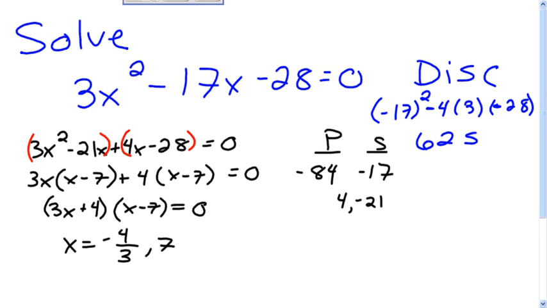Of course, after you solve for this, you should check it as well, plugging it back in. Yes, they do both work. Therefore, my solution contains the values of negative 4/3 and 7. Doesn't matter which order you go. So this is solving quadratics by factoring. Because my discriminant was a perfect square, I could factor it. Next one.